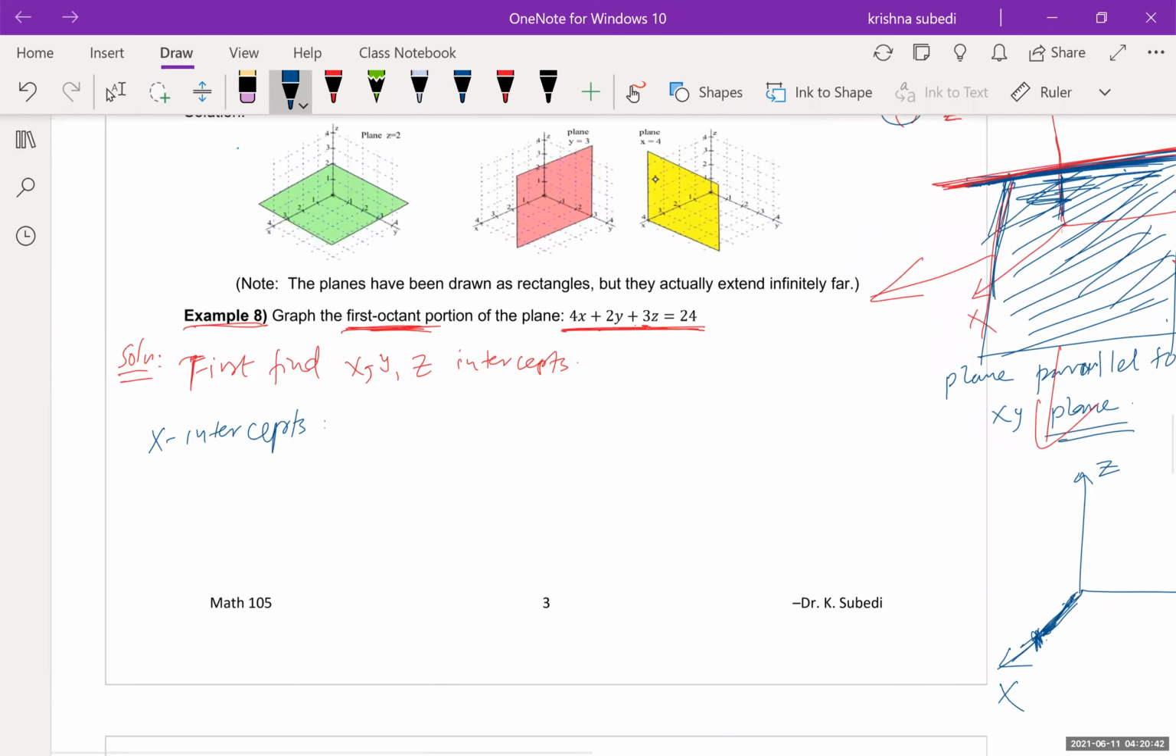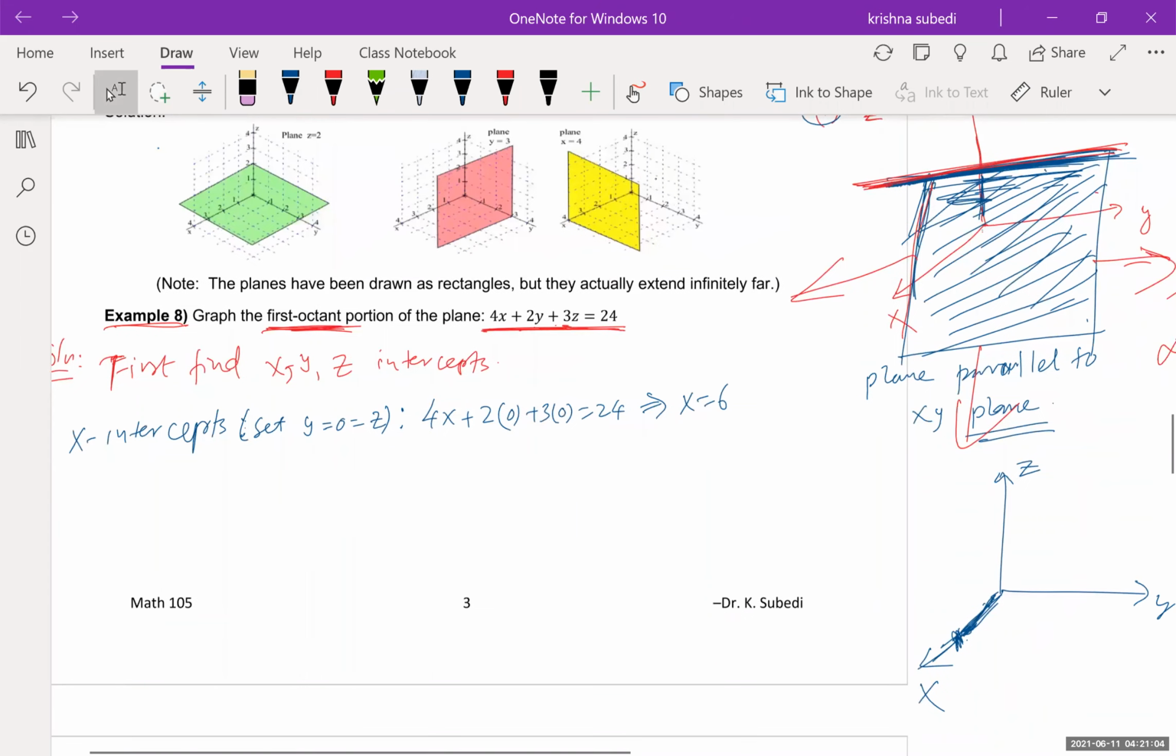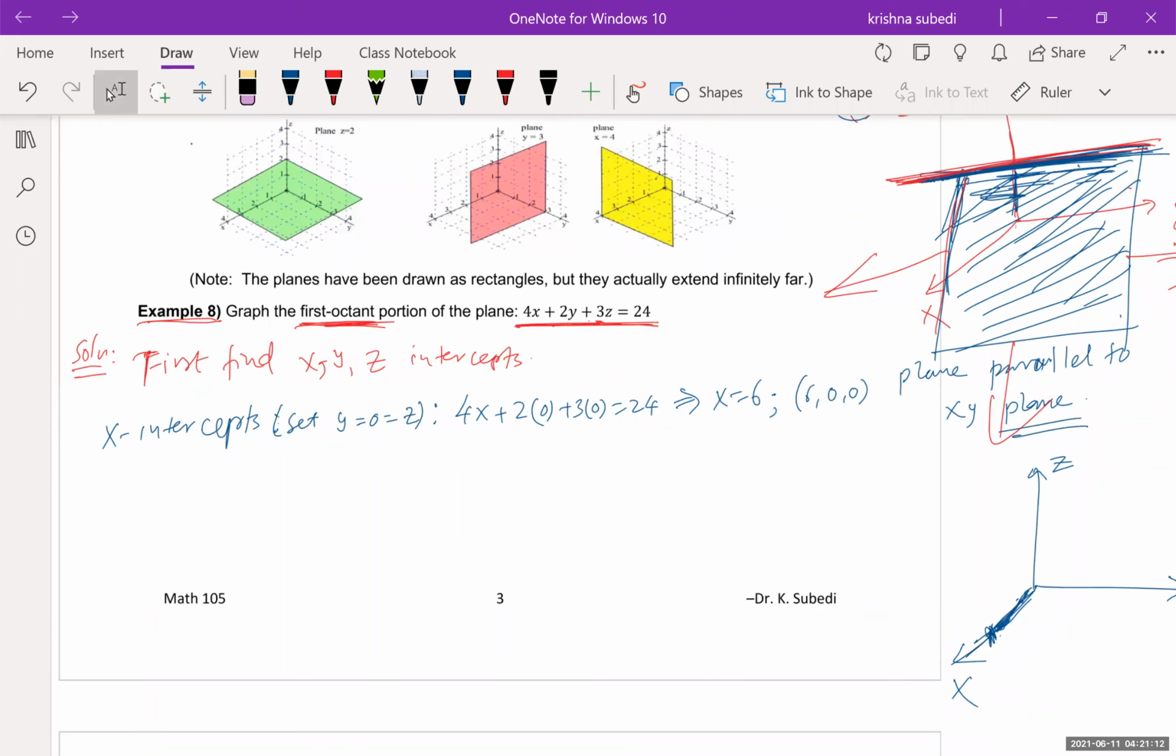So for the x-intercept, set y equal to 0 equal to z and solve. That means 4x plus 2 times 0 plus 3 times 0 equals 24. This is going to give you x equals 6. So one of the points is x is 6, y is 0, z is 0. That's your x-intercept. In the same manner, I want you to calculate the y-intercept and z-intercept, please.